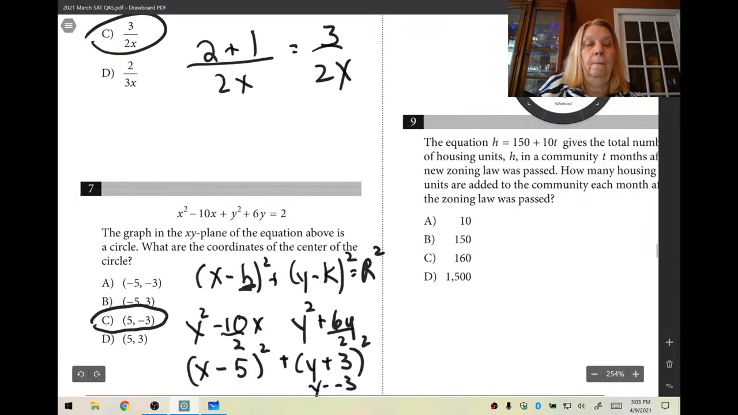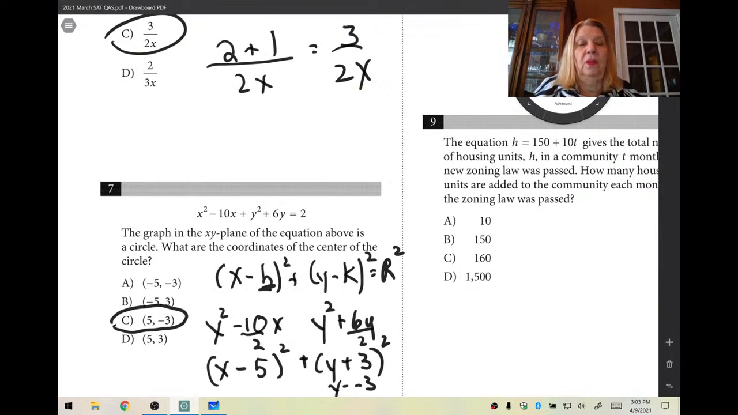Did you find the radius for that one? I know you don't need to. No, we don't need to. I think it was 6, but okay.